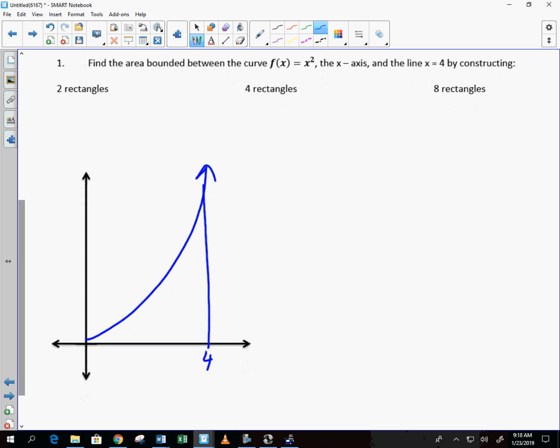And I'm going to create 2 rectangles. Everything you do today will be right hand. Tomorrow we'll teach you left hand and trapezoidal and stuff like that. But everything's right hand today. So if I'm focusing on the right hand, okay, and I have 2 rectangles, what's going to be the width? The width is going to be 2.